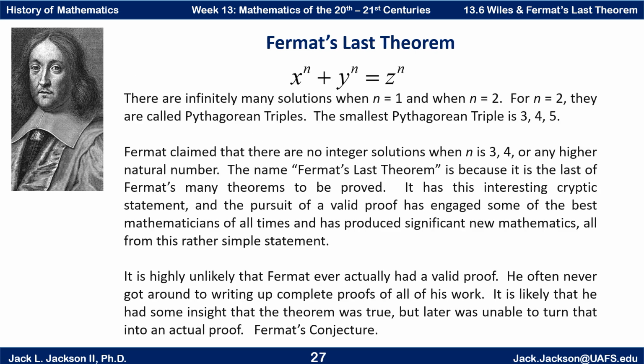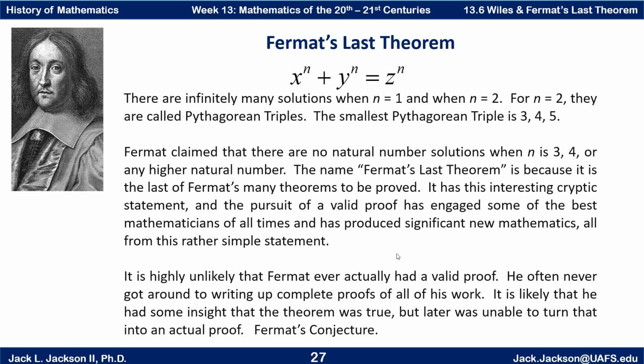Now, we know when n equals 1, there are lots of solutions to this. And when n equals 2, there are also infinitely many solutions. For n equals 2, they're called Pythagorean triples. For example, the smallest Pythagorean triple is 3, 4, 5. 3 squared plus 4 squared equals 5 squared. 3 squared is 9, 4 squared is 16, 9 plus 16 is 25, and that's equal to 5 squared. Fermat claimed that there are no natural number solutions when the power is 3 or 4 or any higher natural number.